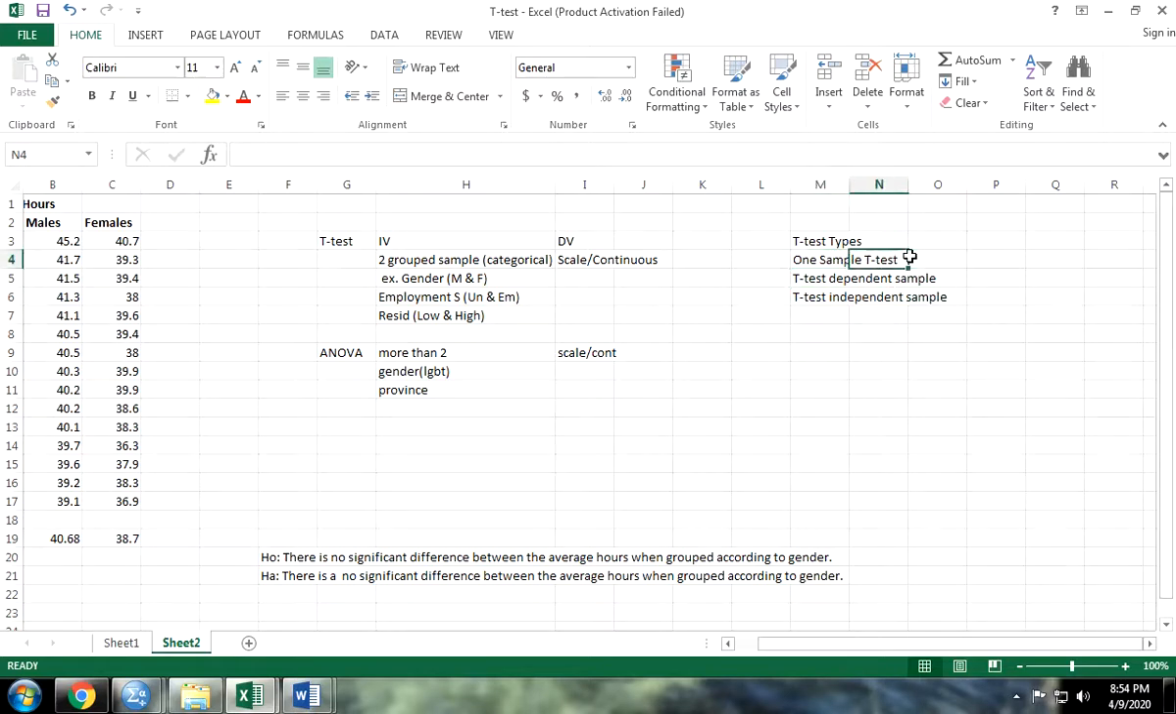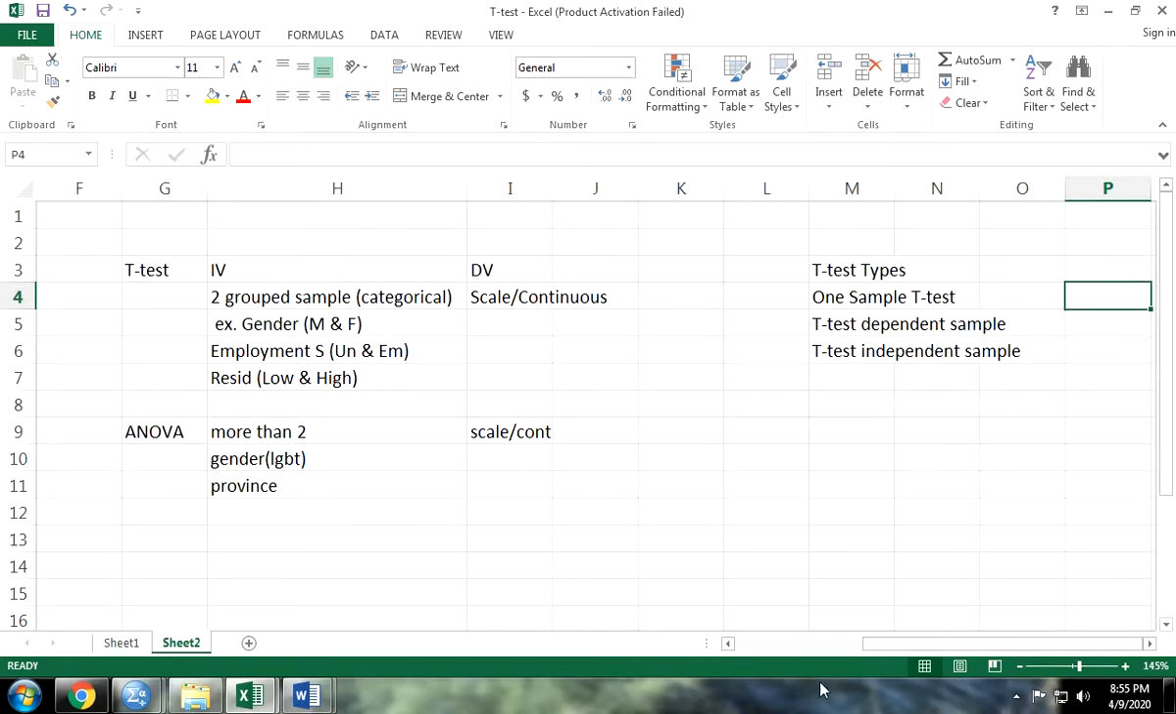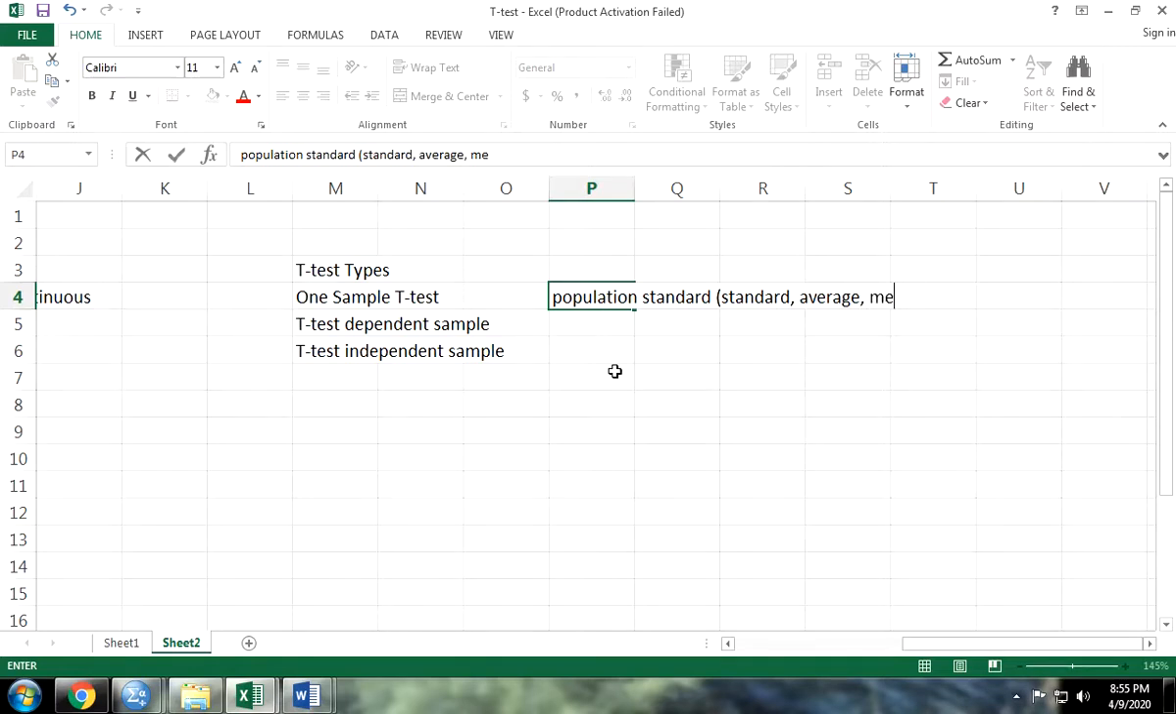Ang one sample t-test, we attempt to compare a sample from a standard. So kunyari yung sample natin would now be from barangay A, community A. We will now compare it in terms of a population standard. More likely, this would now be a standard average, a standard threshold, average, or median, for instance.